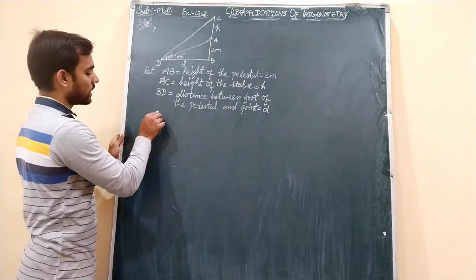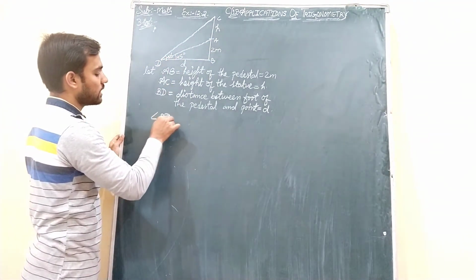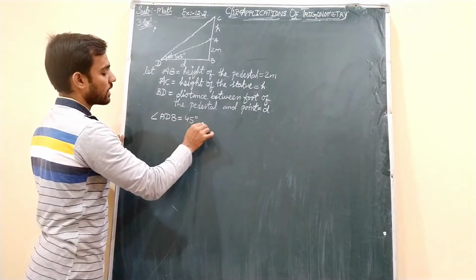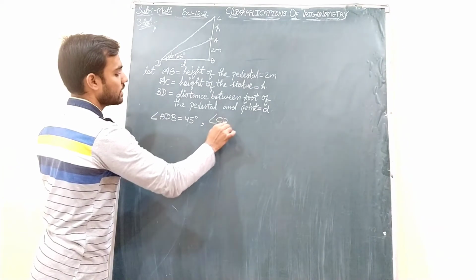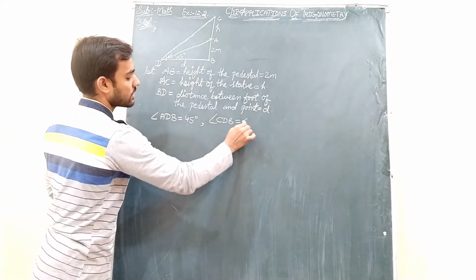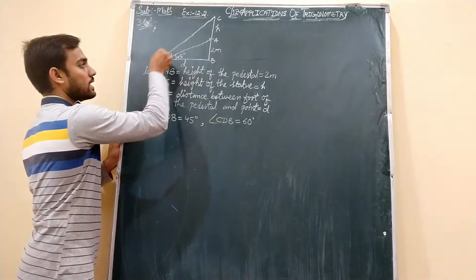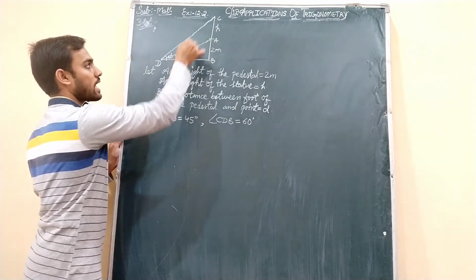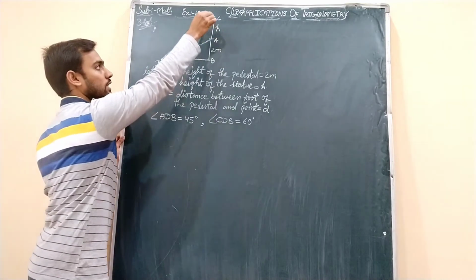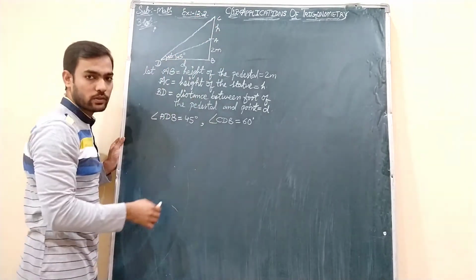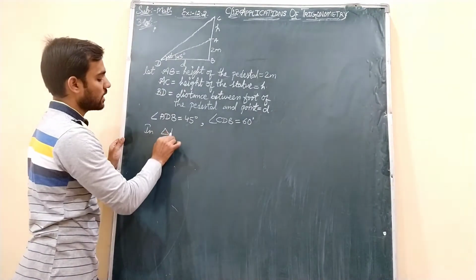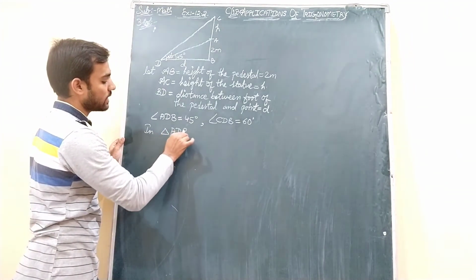But before that, let us write the angles also. Angle ADB is 45 degrees and angle CDB is 60 degrees. Angle ADB, with the top of the pedestal, is 45 degrees. Then angle CDB, to the top of the statue, is 60 degrees. So now I am taking the 45 degree triangle first, that is triangle ADB.